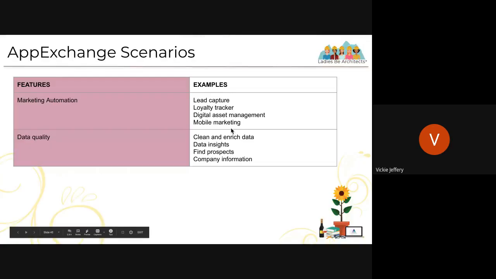And then marketing automation. So you've got lead captures and loyalty trackers and digital asset management, all sorts of marketing items there. And then data quality, so cleaning and enriching data, data insights, finding prospects, and you can get company information updated within your own. Okay, so that is AppExchange.